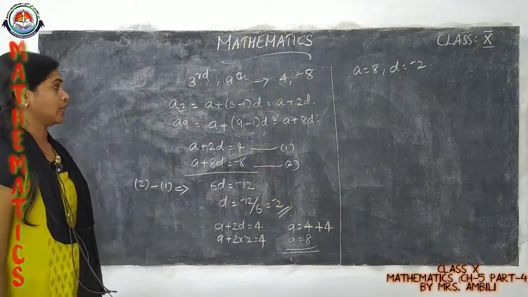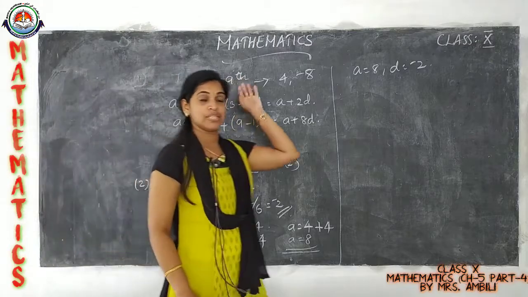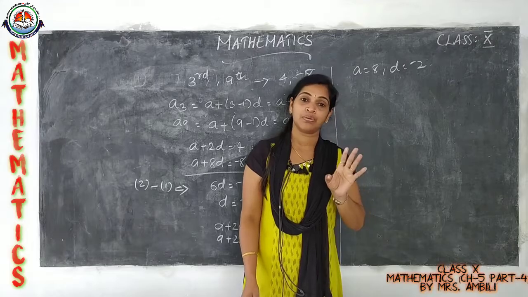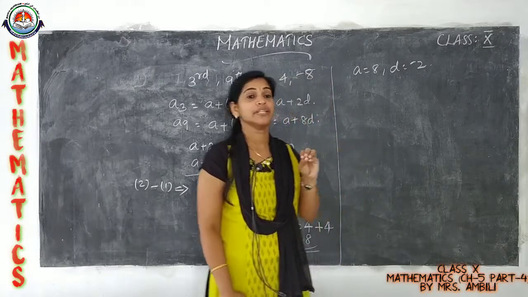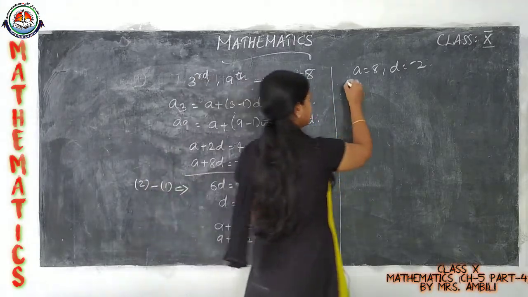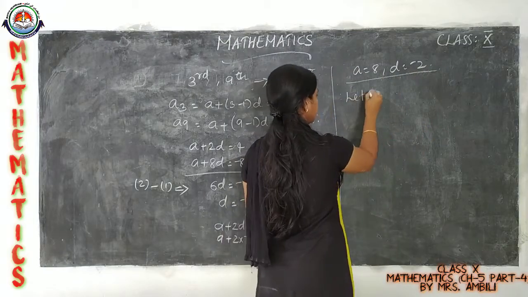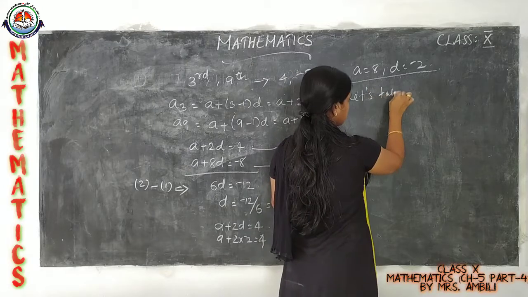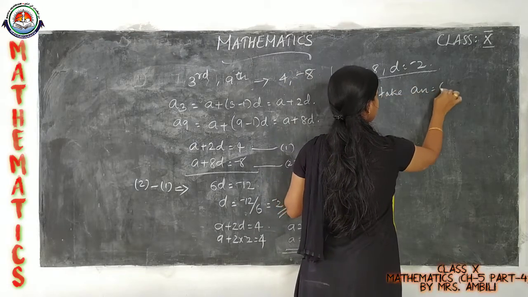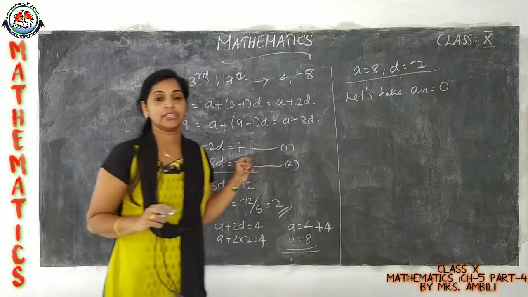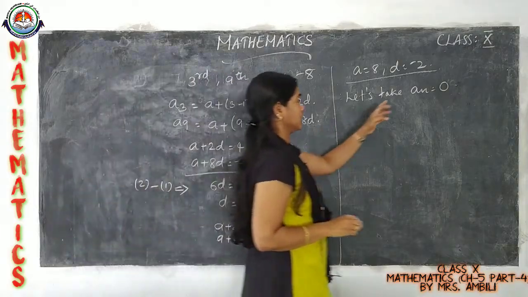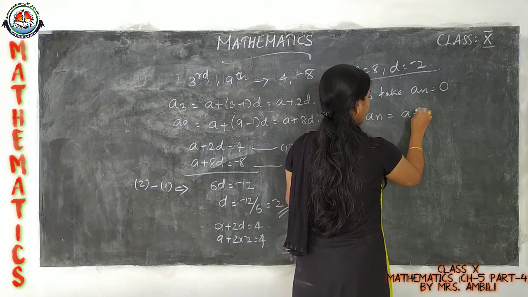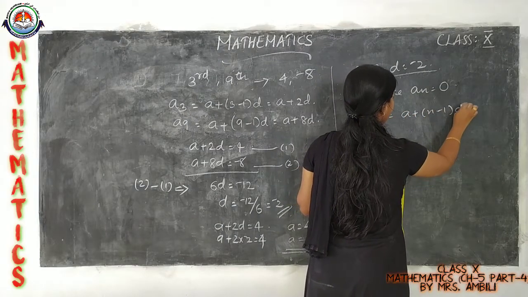Okay, what we need to find out? Which term of this AP is 0? One term is 0. That which term? That we need to find out. For that, let us take a_n equal to 0. So, if a_n equal to 0, we know that a_n equal to a plus n minus 1 into d.